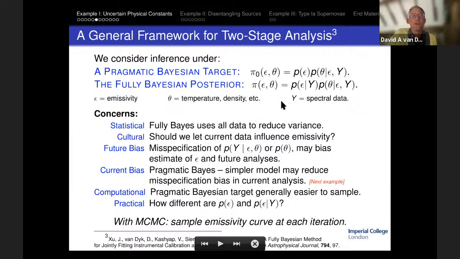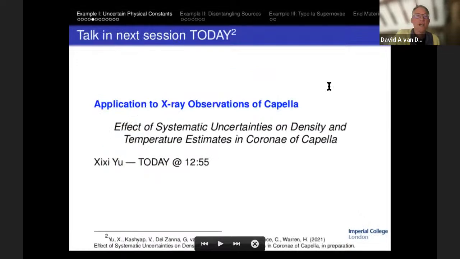What I call cultural: should we really let our current data influence the emissivity? Well, it's the atomic physicists, not me, who know about emissivities. They're the ones who have the understanding of the physics and of the atom that are making these emissivities the way they are. Do I really want to second guess them, especially when, well, what if I've made a mistake in my models back here?